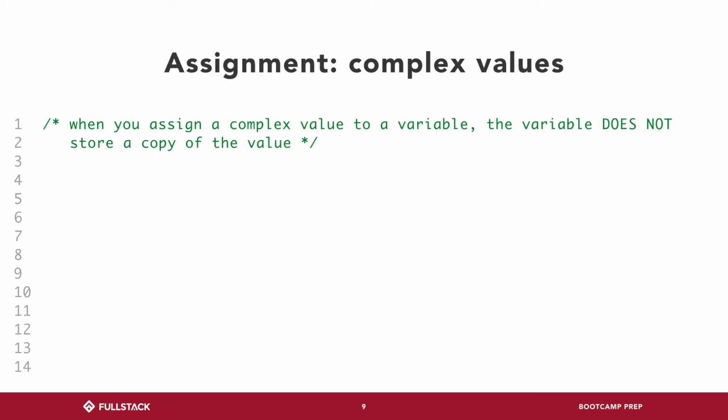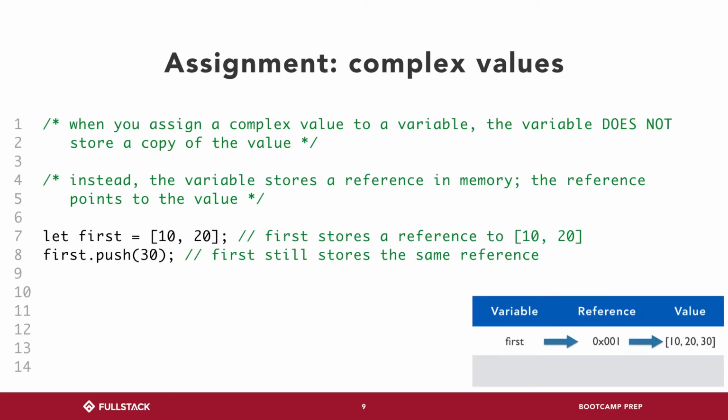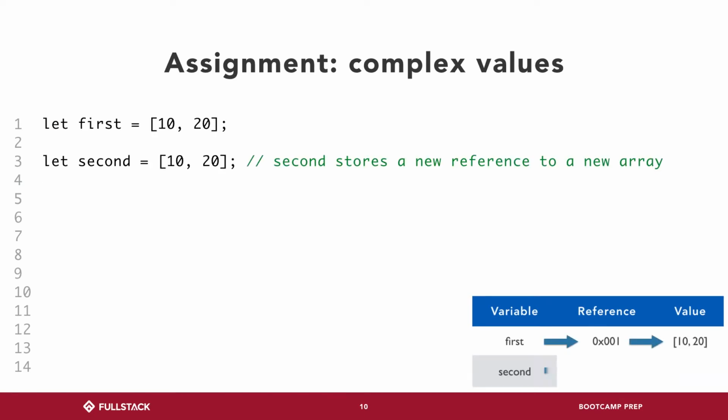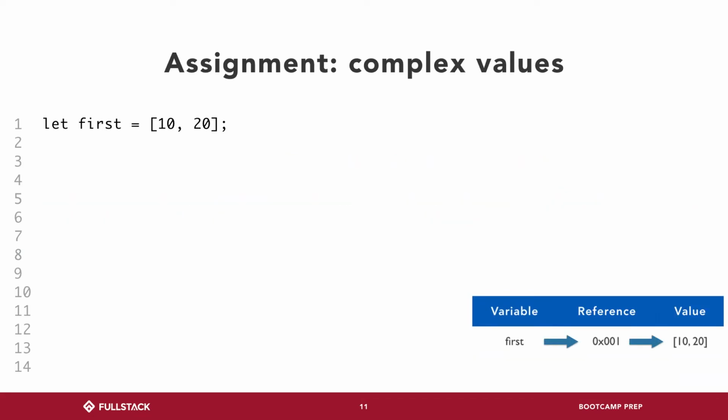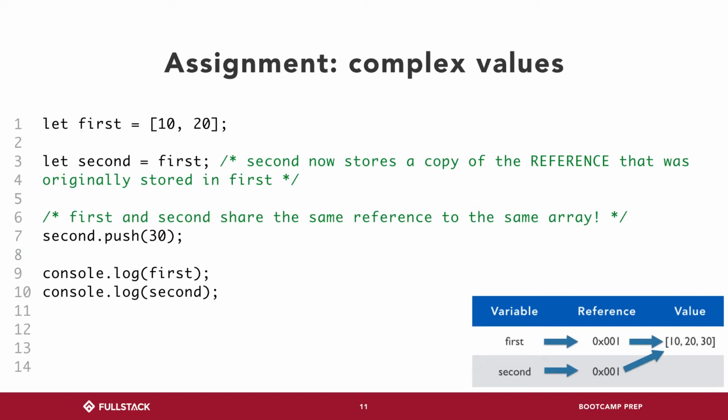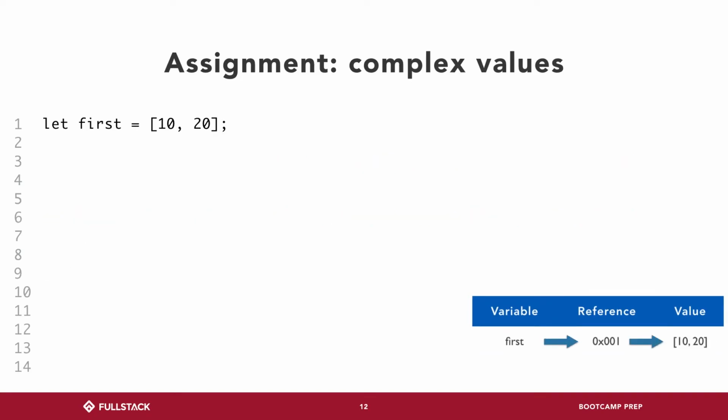So yeah, the most important thing to remember is that with primitive values, you're making a copy. With complex values, you're not making a copy. You're instead pointing to the exact same place. Which means modifying the object in one place will modify that object for everything else. Covered this already.